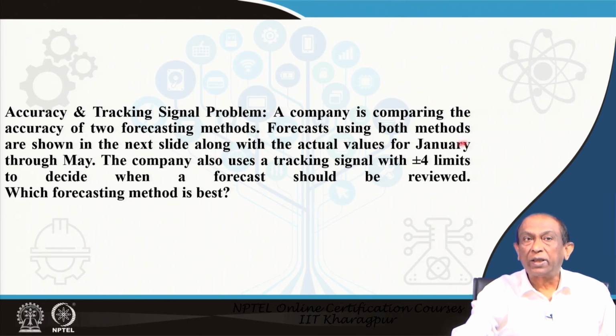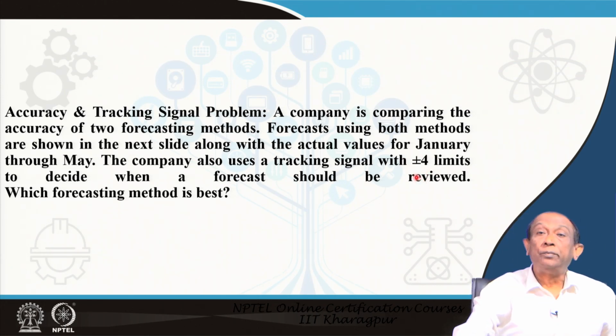Forecasts using both methods are shown in the next slide along with the actual values for January through May. The company also uses a tracking signal with plus minus 4 limits to decide when a forecast should be reviewed. Which forecasting method is best? So, here you see the control limits values are plus minus 4.